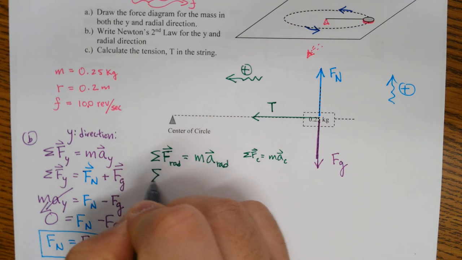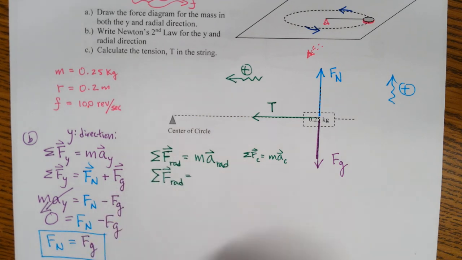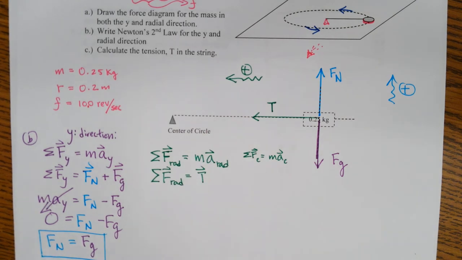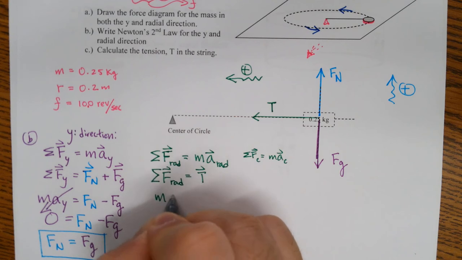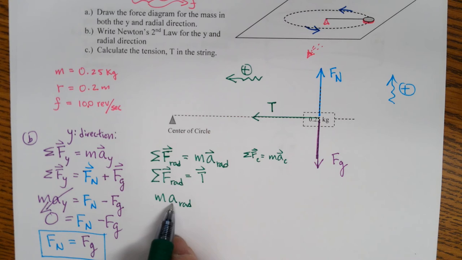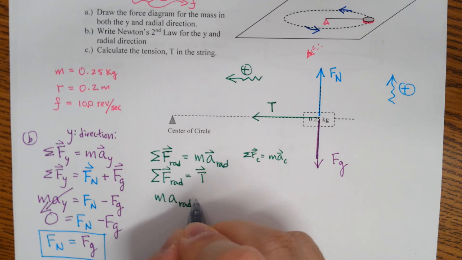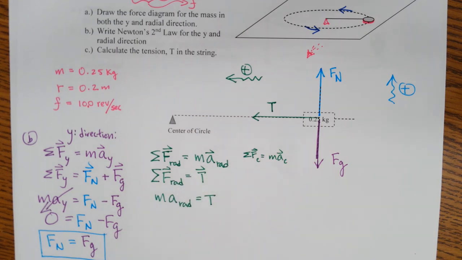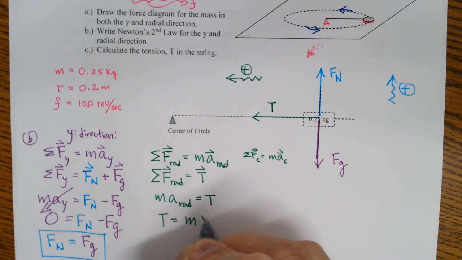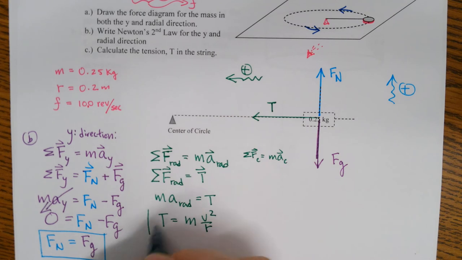Well, how many forces do I have in the radial direction? In the radial direction, I only have one force, and that is the tension. So you can say m a radial. Now, the radial direction is the positive direction. So since tension is also pointing in the positive direction, we leave that as positive. So my tension is equal to m times v squared over r. Okay? And that's it.